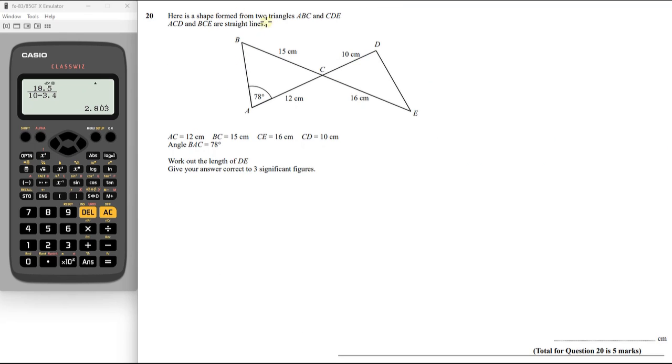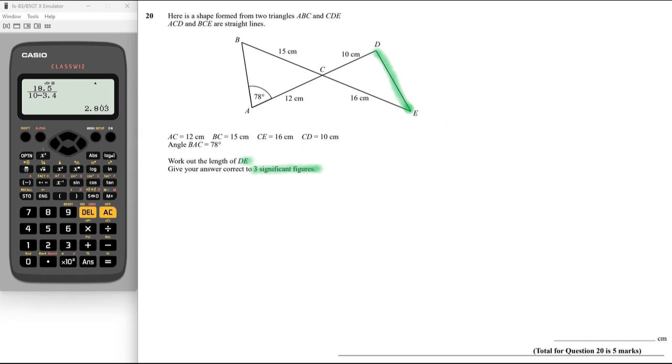Question 20. Here is a shape formed from two triangles, ABC and CDE. And we're told ACD and BCE are straight lines. And we're told a bunch of dimensions here on our diagram and also the angle BAC. We need to work out the length of DE. So DE is this length here. Give your answer correct to 3 significant figures.